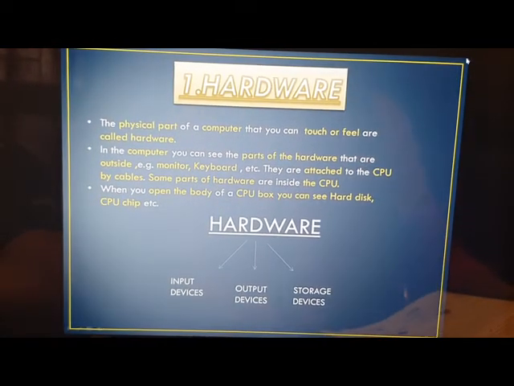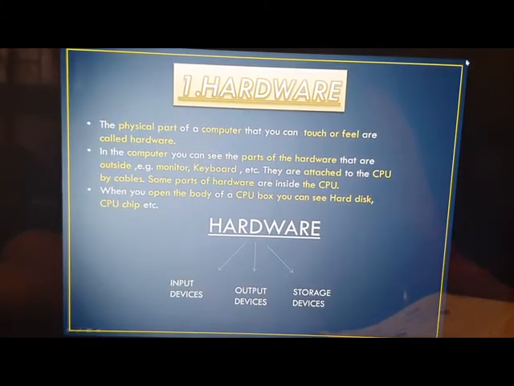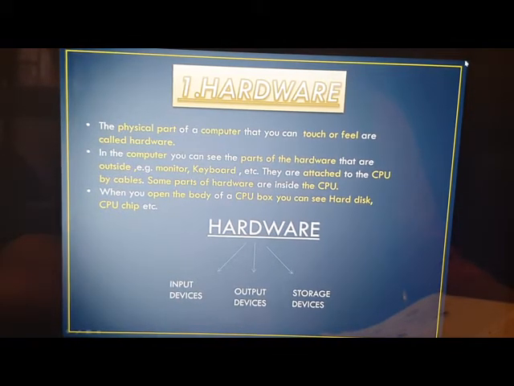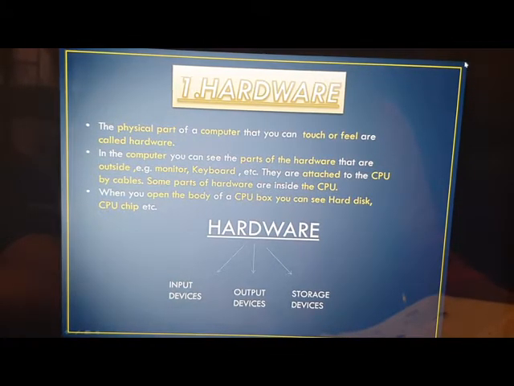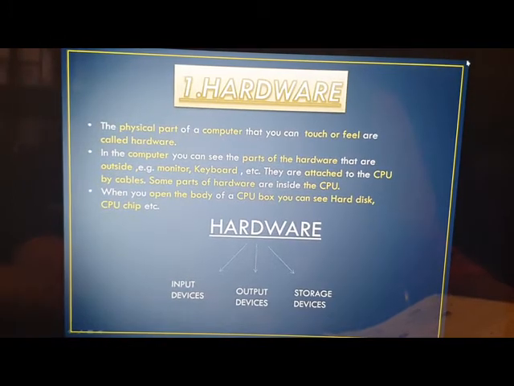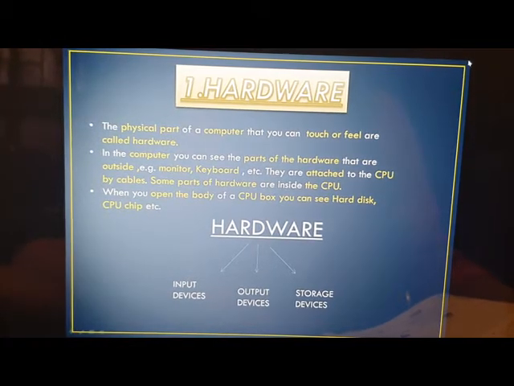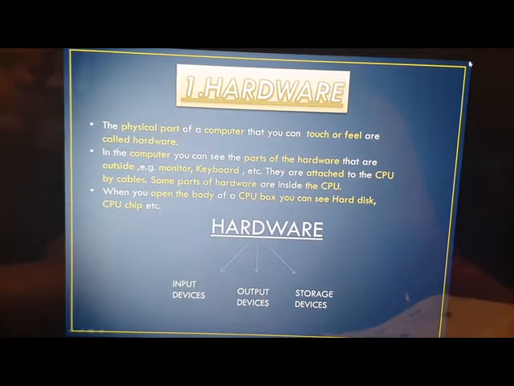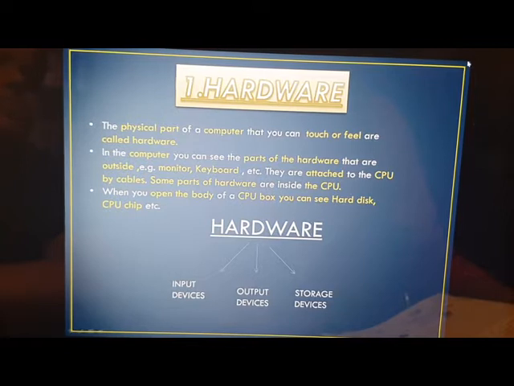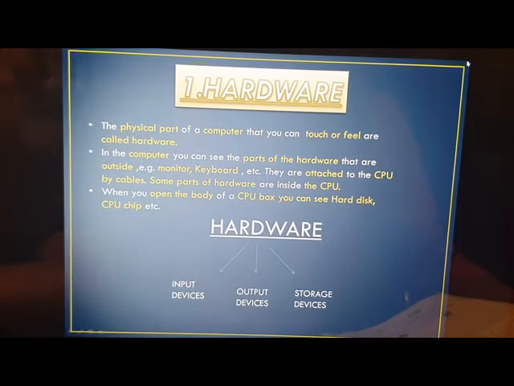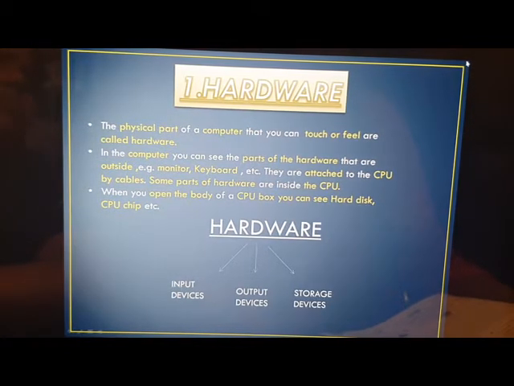Now what is hardware? The physical parts of a computer that you can touch or feel are called hardware. As a human body consists of many parts, some parts are visible but some parts are not visible. If you talk about our hands, hair, nose, eyes, those parts are visible. But if I talk about my heart, lungs, those parts are inside our body. We can't see them. Okay.